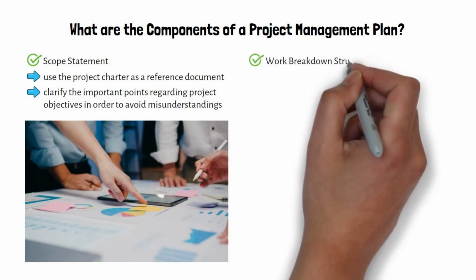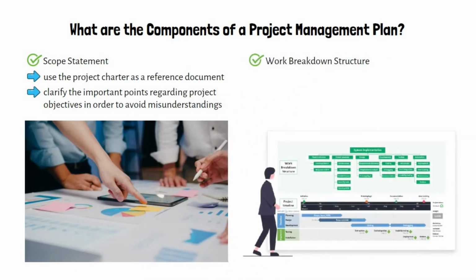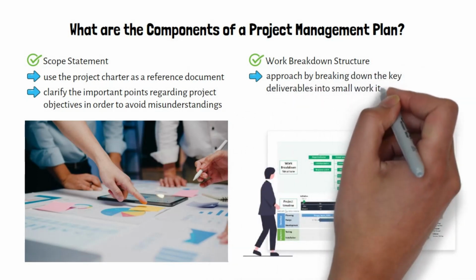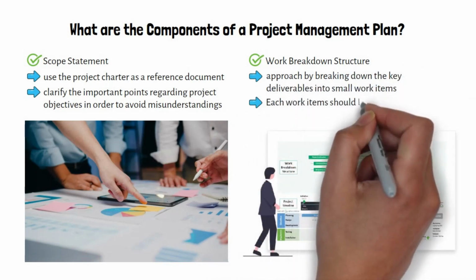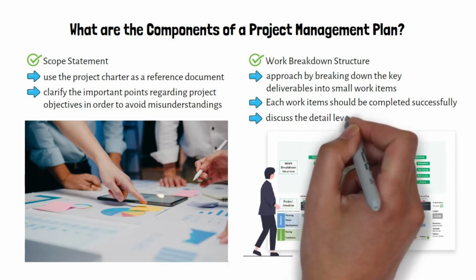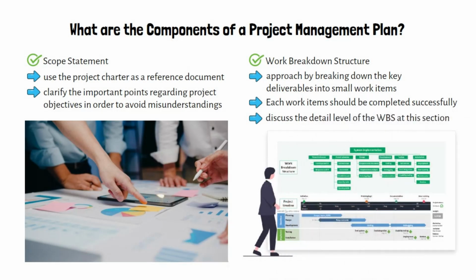Work breakdown structure. Here you need to explain the details of the work breakdown structure. The WBS organizes project work in a structured approach by breaking down the key deliverables into small work items. Each work item should be completed successfully in order to complete the project. You need to discuss the detail level of the WBS at this section to make sure all the project scope is covered.